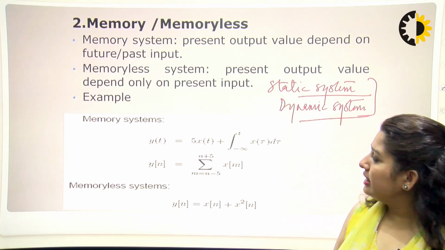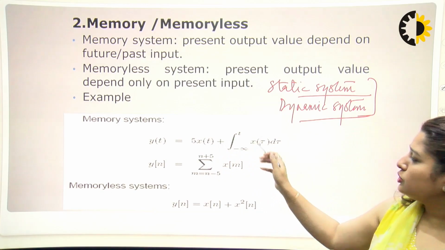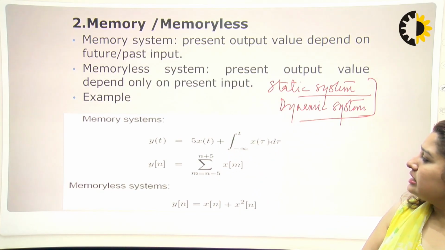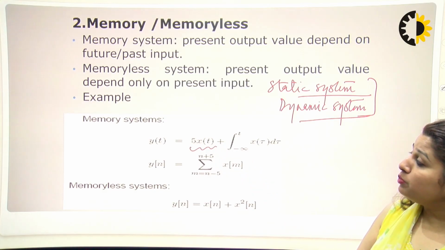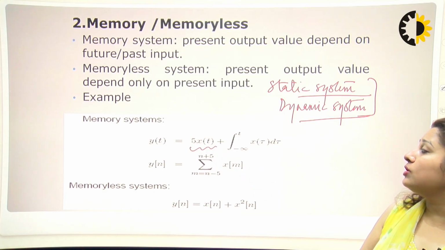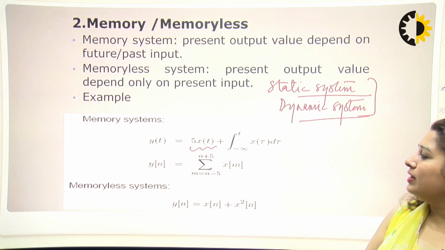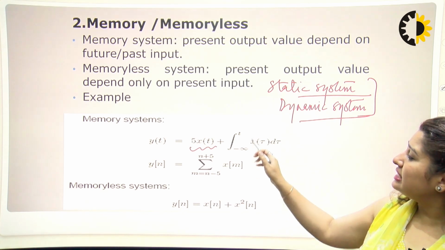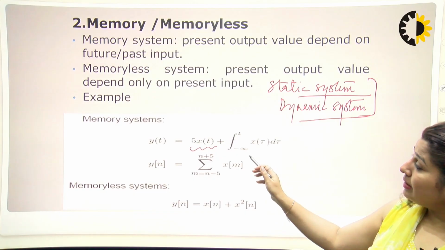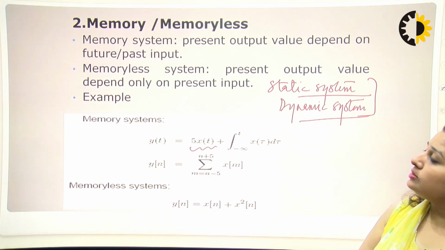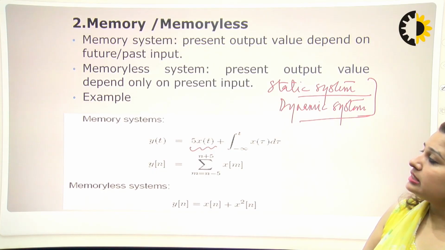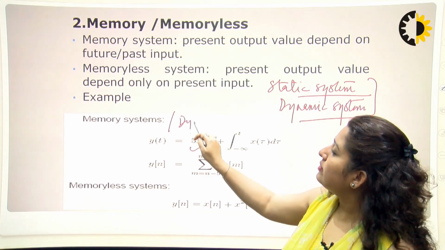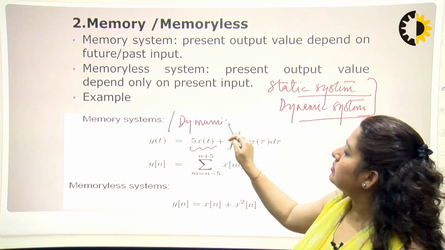For example, here y(t) is equivalent to 5x(t) plus the integration over minus infinity to t of x(tau) d tau. Obviously, 5x(t) shows only the present value. If we put t equivalent to 0, it is 5x(0), t equivalent to 1, 5x(1), like this. But the integral from minus infinity to t consists of some past values also, not only the present value. Then this type of system is basically a dynamic system or a memory system.